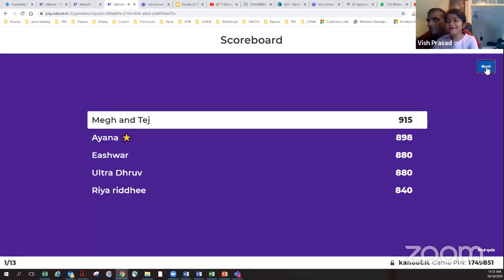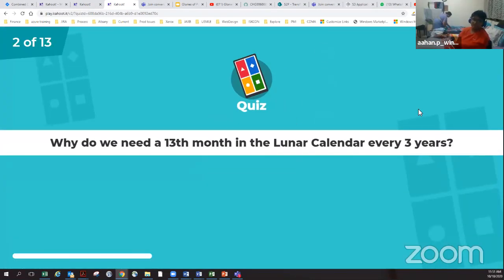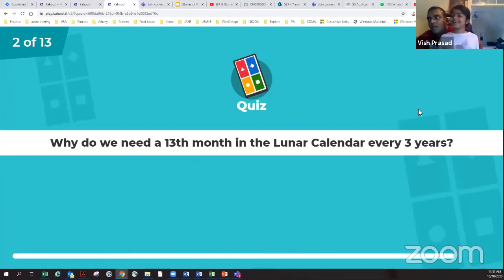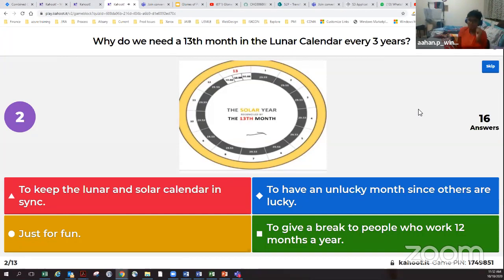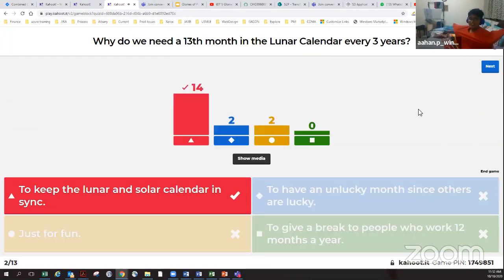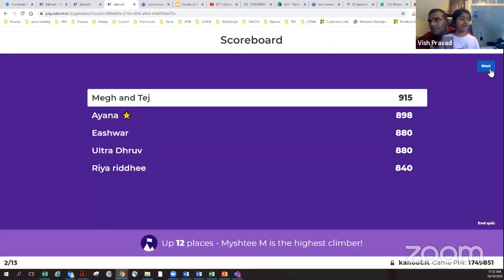Okay. Next, Ayana with the first one. Why do we need a 13th month in the lunar calendar every 3 years? To keep the lunar and solar calendar in sync, just for fun, to have a lucky, unlucky month, since others are lucky, to give a break to people who work 12 months a year. Oh, no, it's to reconcile both. Yeah, most of you got it right. Good job.